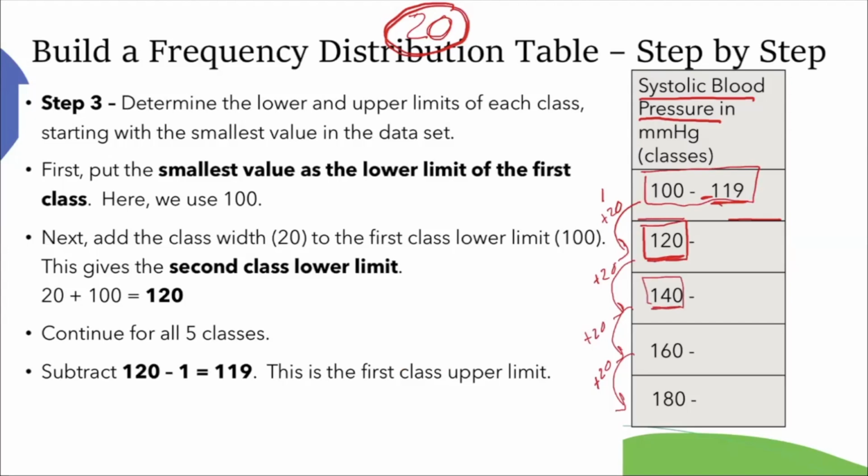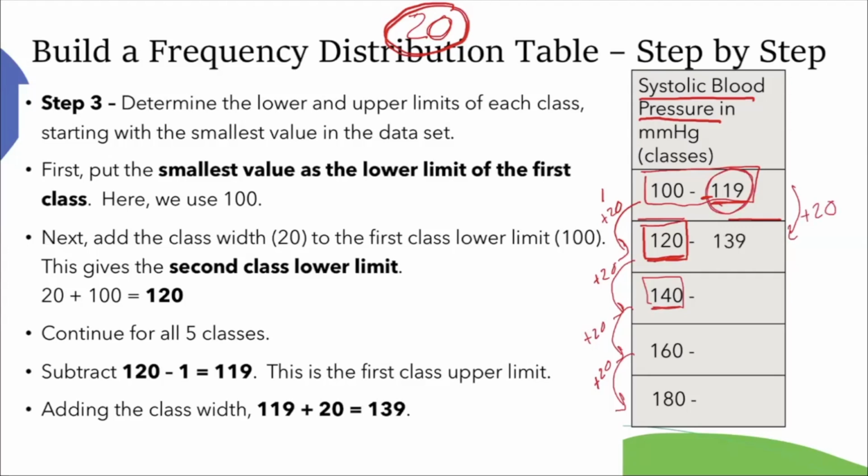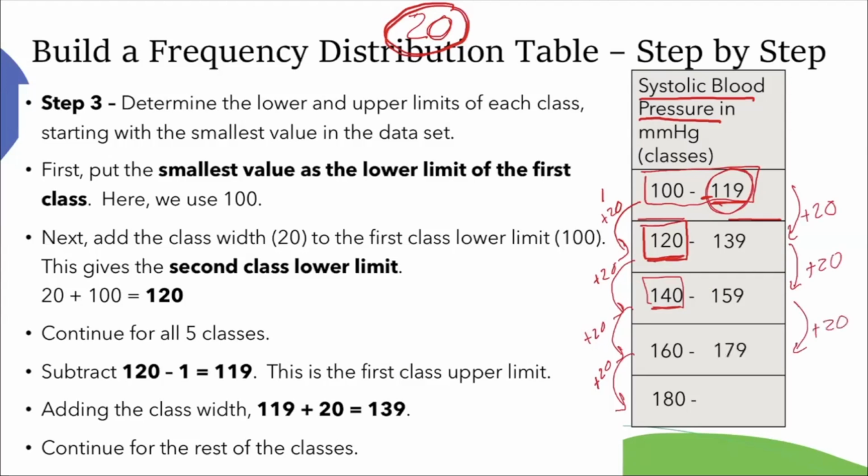It would be 139. The other way you can also calculate the upper class limit is by adding 20, the class width, to each upper class limit. So starting with 119 and adding 20, you get 139. If you add another 20, you get 159. If you add another 20, you get 179. You add another 20, you get 199.